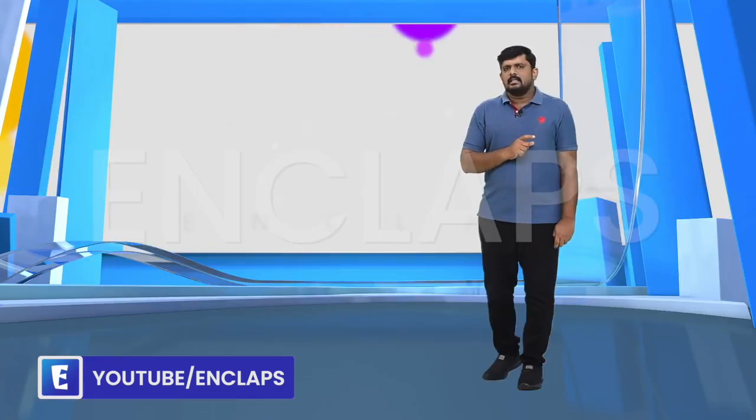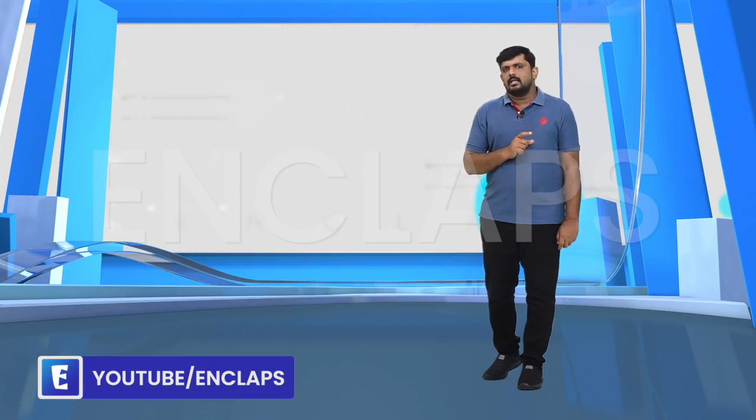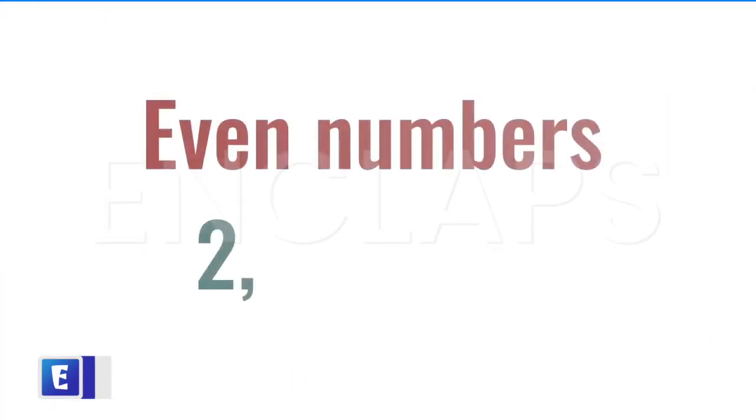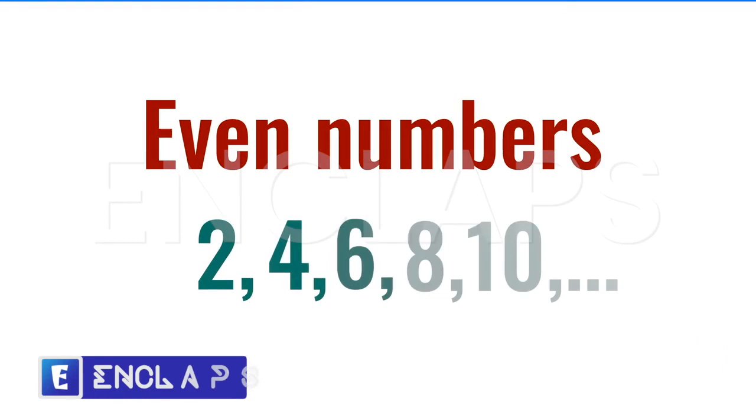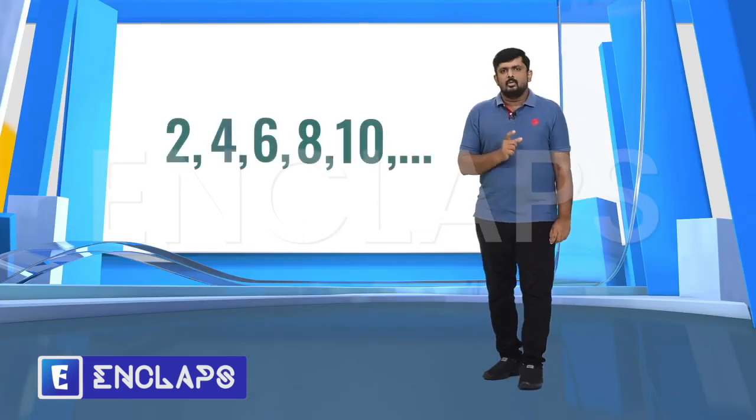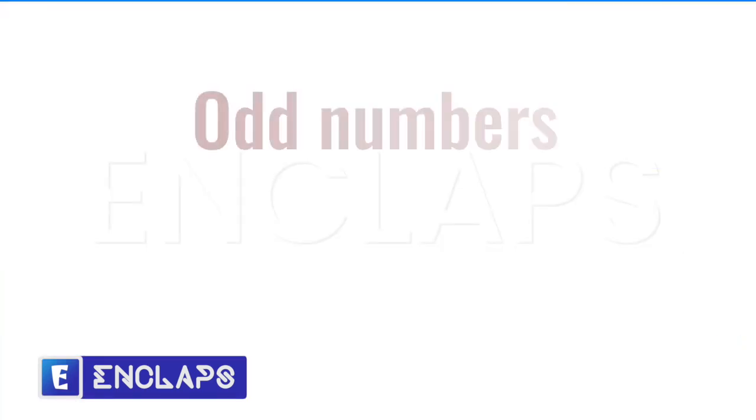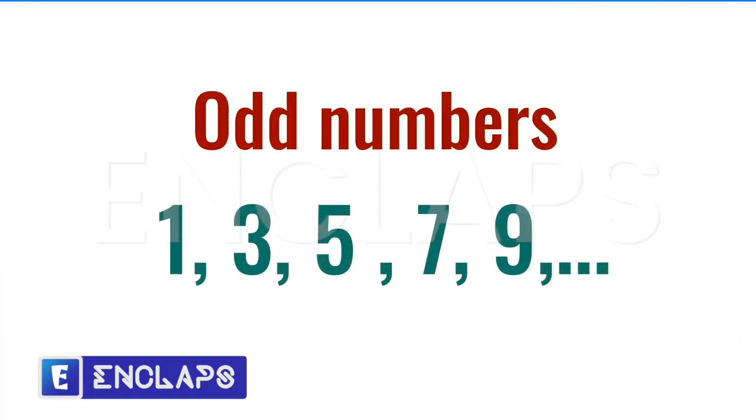In lower standards, we already studied about even numbers, that is 2, 4, 6, 8 and 10. Starting from 2, this sequence continues to increase by 2. Similarly, in odd numbers, we can see a pattern similar to even numbers, that is, odd numbers start from 1 and continue to increase by 2, that is 1, 3, 5, 7 and 9.